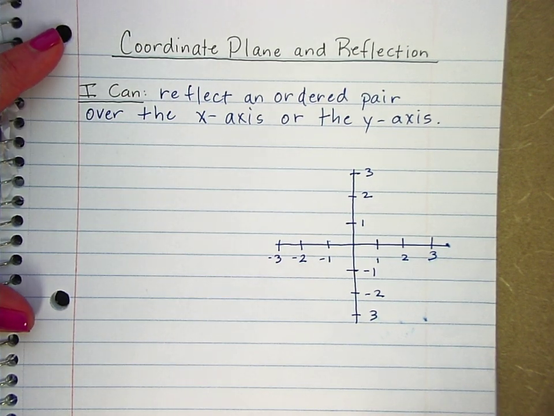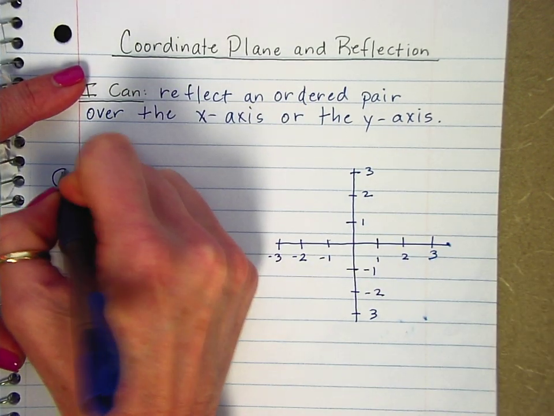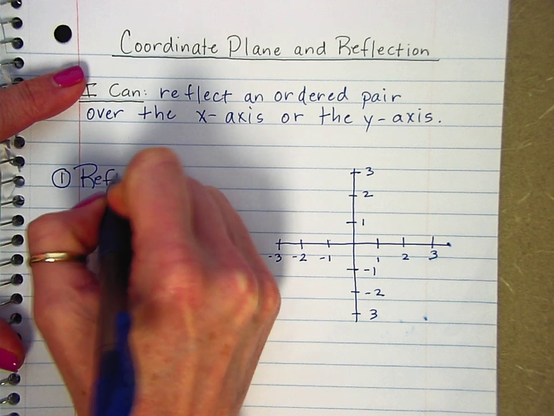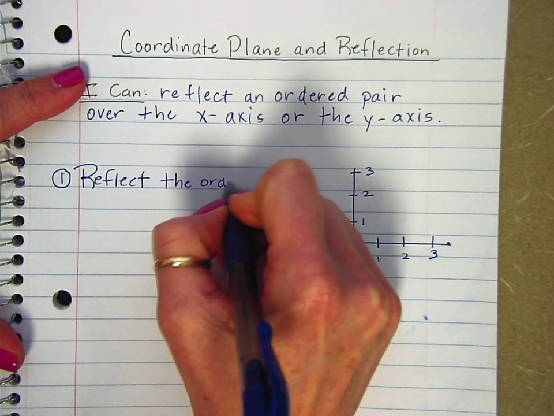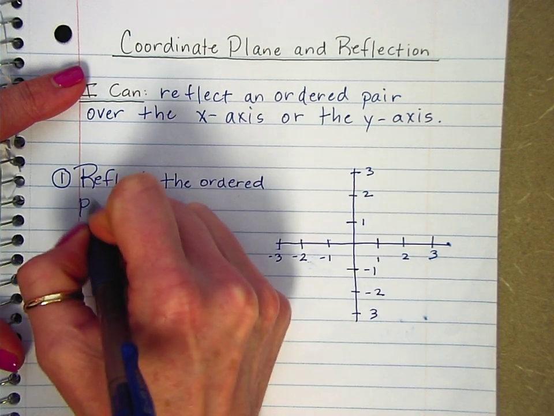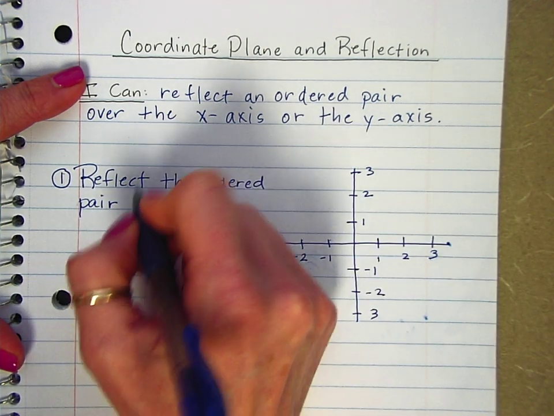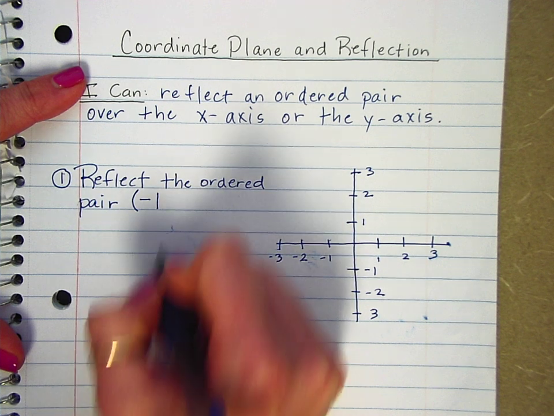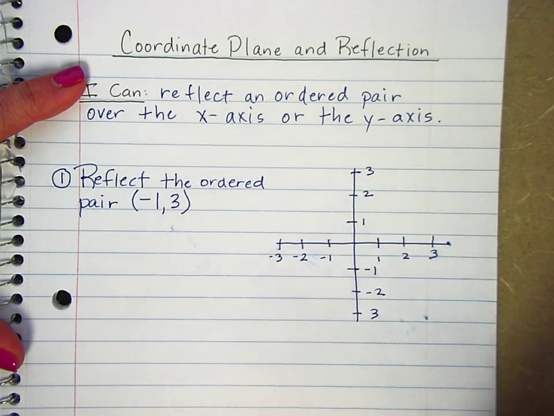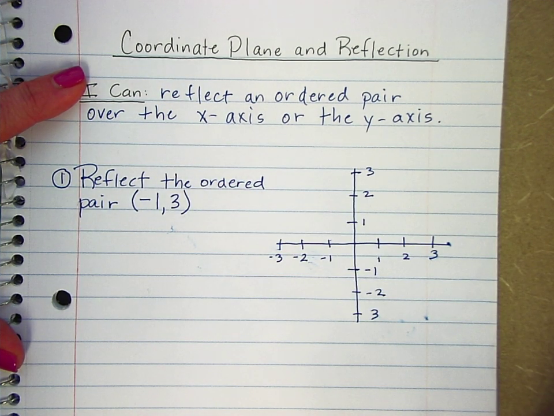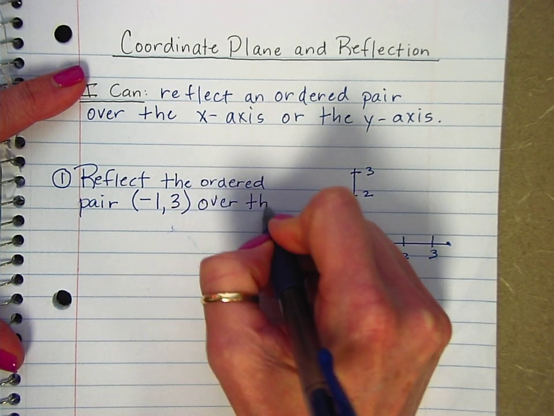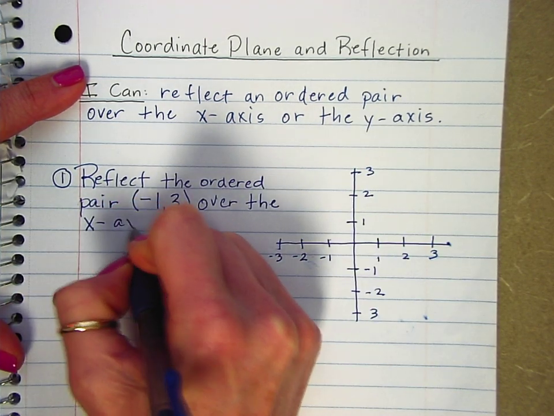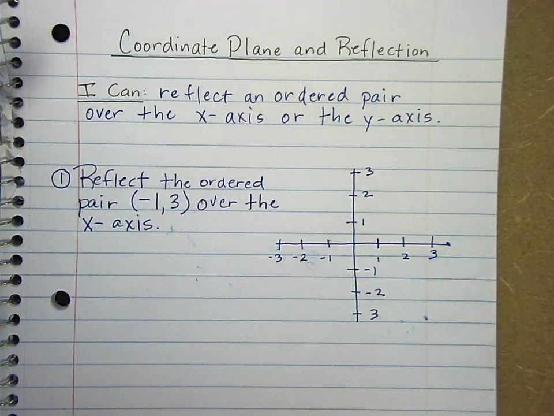Okay, so the first thing that we're going to do is we're going to write: reflect the ordered pair -1, +3 over the x-axis. Okay, and I want to review something with you.